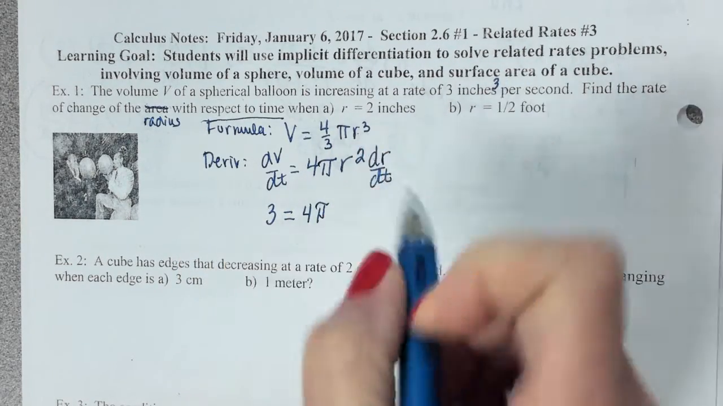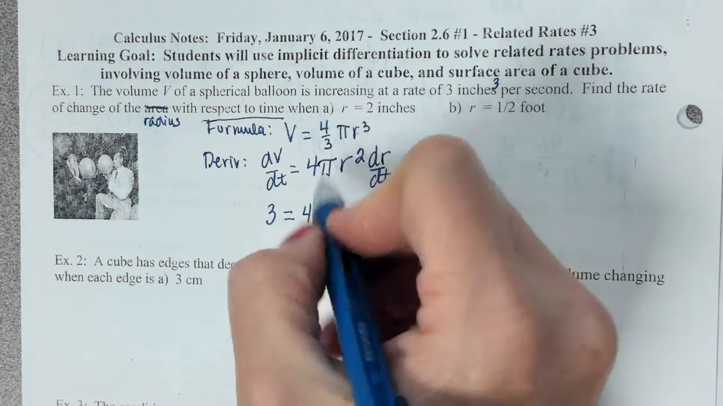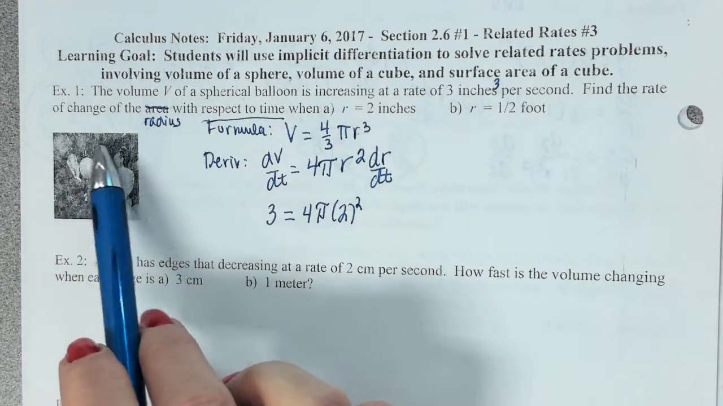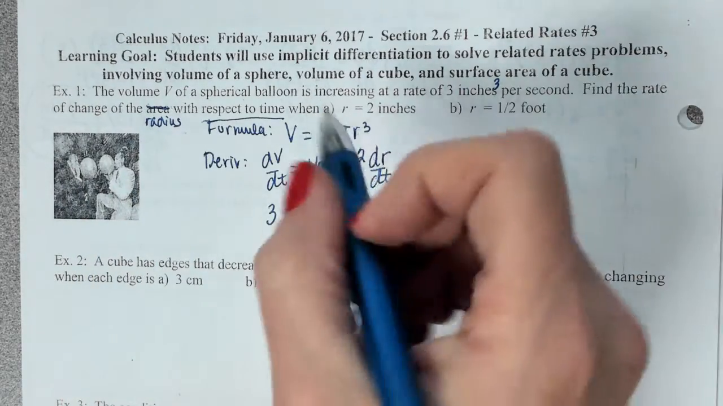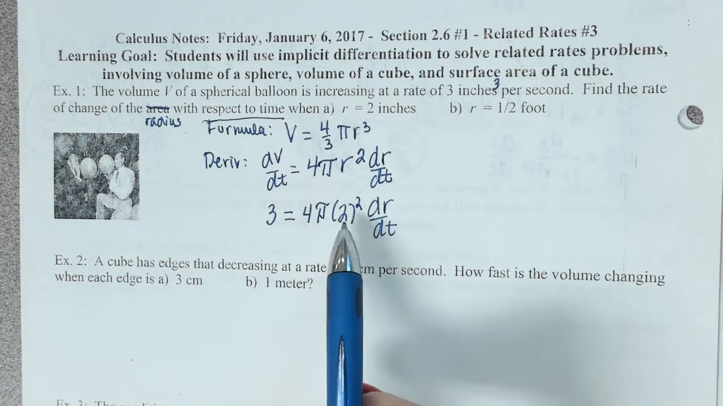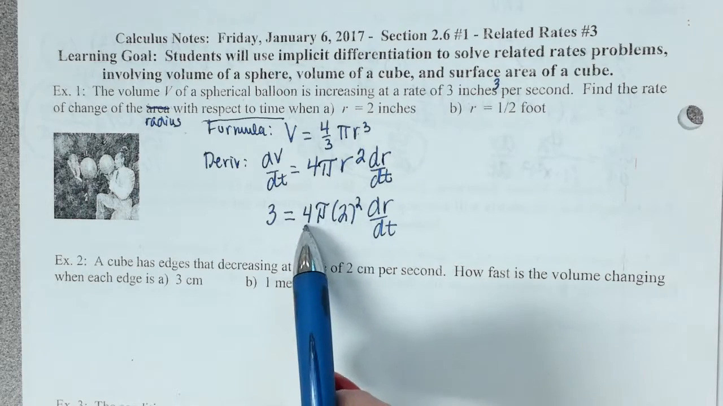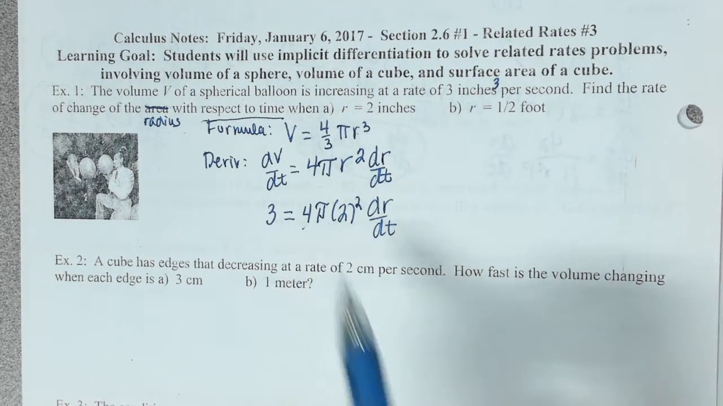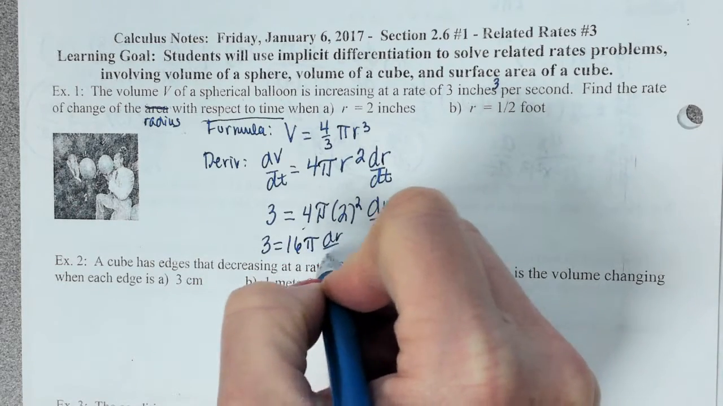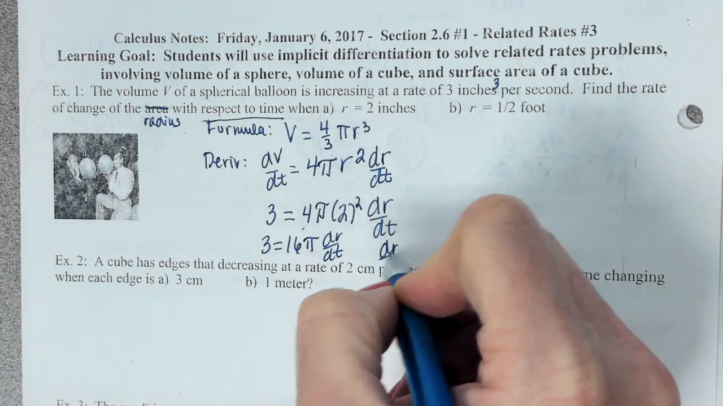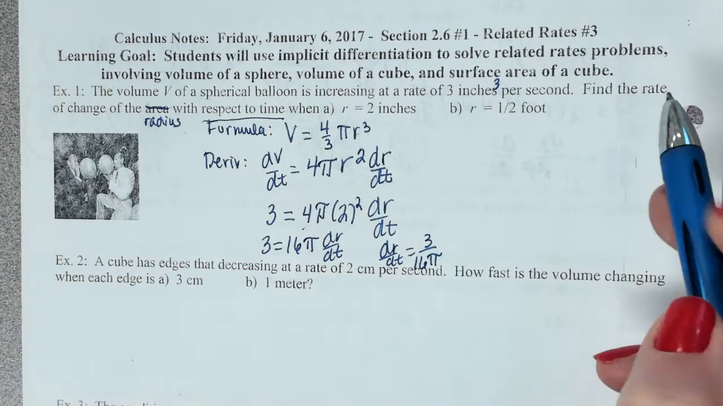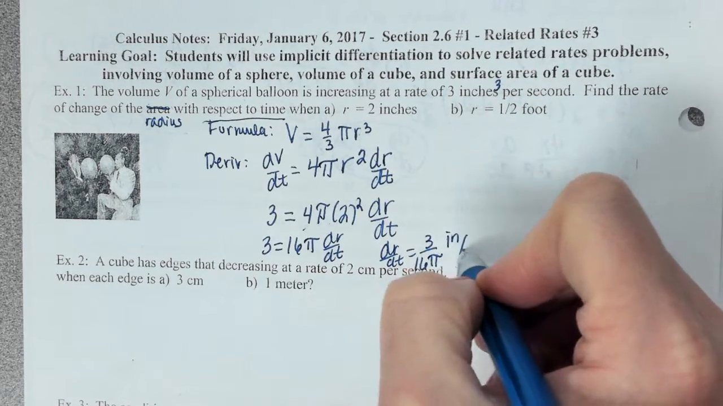4 pi. They tell us the radius is going to be 2. So 2 squared. And then, reading the question again, find the rate of change of the radius. So that's what we're trying to solve for. So I have 2 squared is 4. 4 times 4 is 16 pi. So I've got 3 equals 16 pi dr/dt. So dr/dt for this problem is going to be 3/16 pi, and that's going to be inches per second.